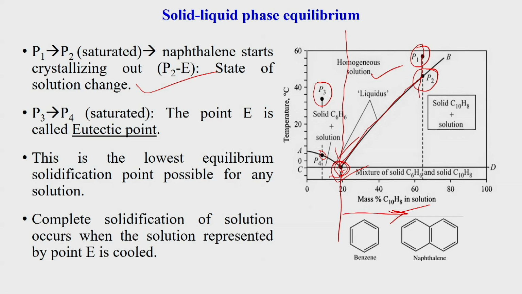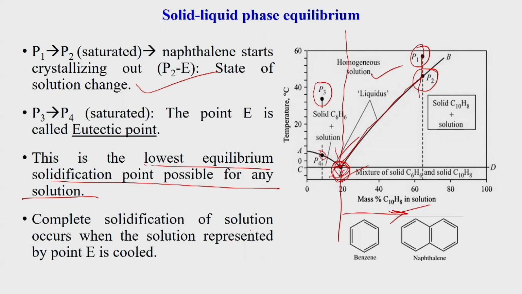At that time, benzene will be separated. That is why the naphthalene concentration will go on increasing, and when it reaches point E, whatever residue was there in the solution will now be separated from the system as solids. Okay. So this point E is called the eutectic point. This is the lowest equilibrium solidification point possible for any solution. So whenever we have this eutectic mixture, that is the lowest equilibrium solidification point.